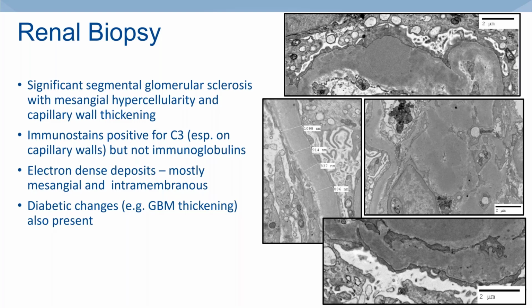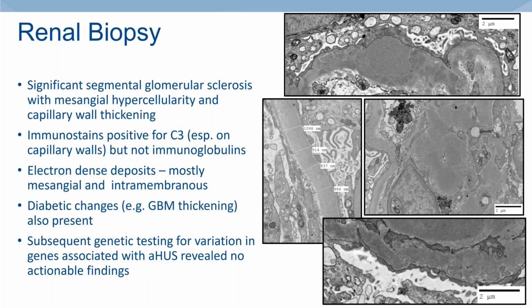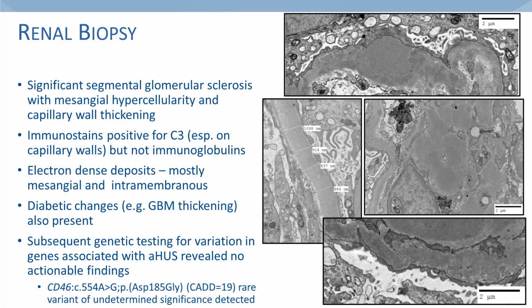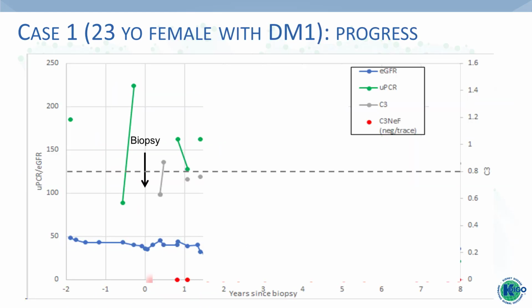On the basis of this biopsy showing C3 glomerulopathy, and I'm going to talk a little bit more about the diagnostic criteria, she underwent genetic testing for variation in genes associated with atypical hemolytic uremic syndrome, and this revealed no actionable findings. Of note, she did actually have a rare variant in CD46, the gene that encodes membrane cofactor protein. But this variant had not been seen before and is classified as one of undetermined significance.